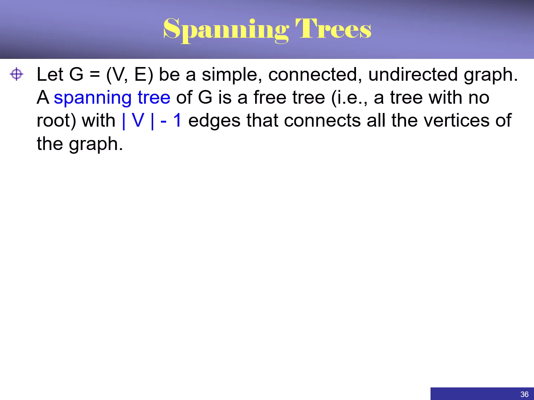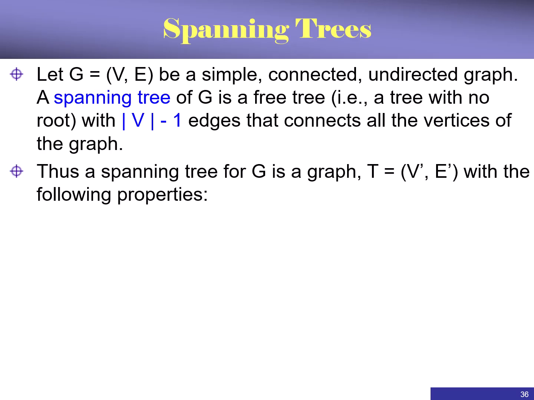So let's talk about the spanning tree. Let's assume a graph. It's a simple graph, connected graph, undirected. So there is no direction, undirected. So let's consider a graph which is simple, connected and undirected. A spanning tree of that graph is a free tree with v-1 edges that connects all the vertices.